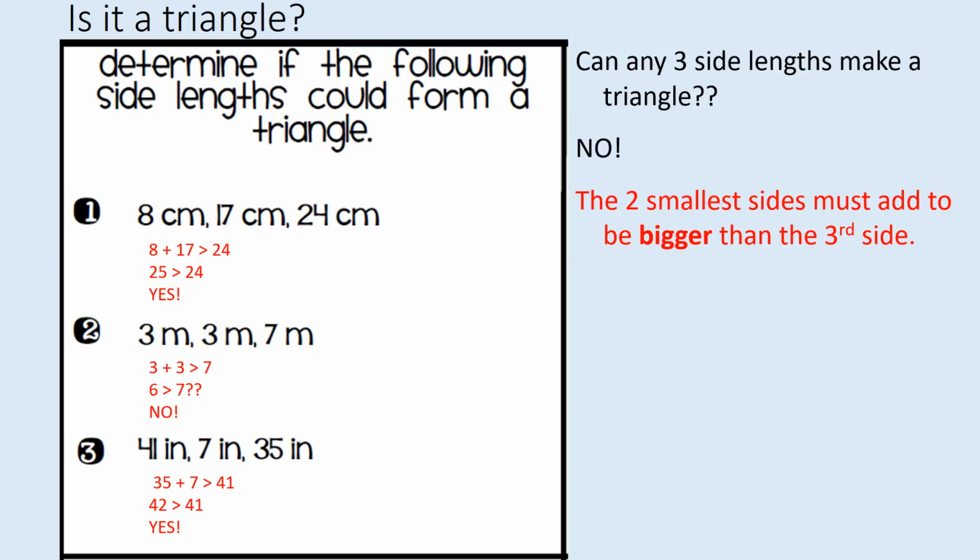Make sure that you write down the red little phrase, the two small sides must add to be bigger than the third side, somewhere. Whether you write it down in your foldable, on the inside of that flap, or the outside of that flap, or somewhere in your notebook around that foldable. That's key information for us to know, okay?